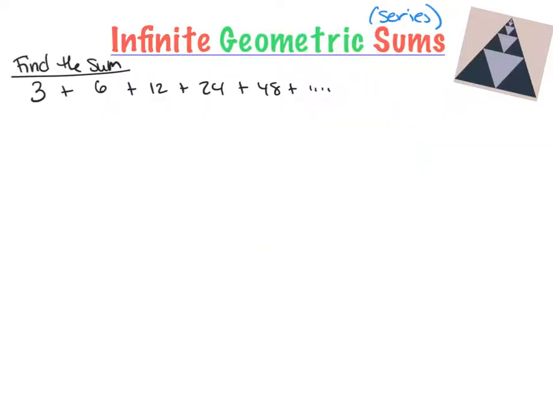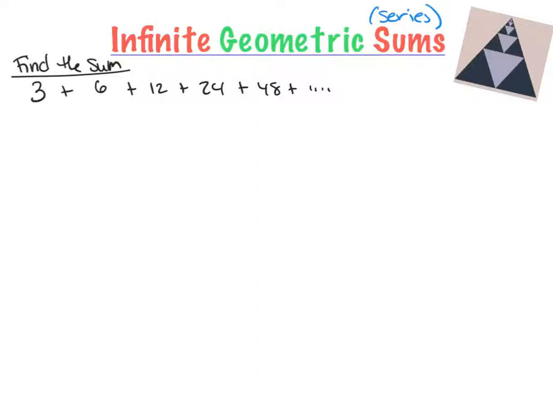All right, let's find the following sum: 3 plus 6 plus 12 plus 24 plus 48, and so on. And what I want you to notice about this is these numbers here are getting really big. In the previous example, the numbers were getting smaller. 7/2 is smaller than 7/4, which is smaller than 7/16, and 7/8. These numbers are getting bigger and bigger and bigger, which is really different.